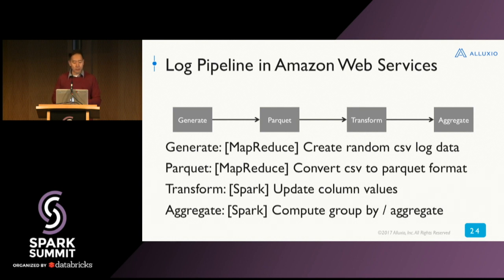Something else to note is that we're using different frameworks here. For the first two stages, generate and parquet, we're using the MapReduce framework. And for the transform and aggregate stages, we're using the Spark framework. This also highlights how you can share data between different frameworks and applications in memory with Alluxio.